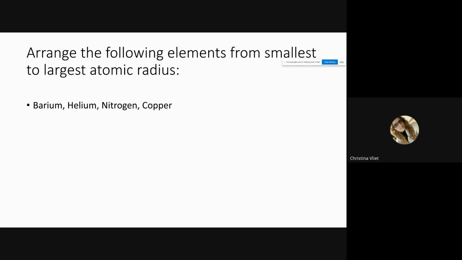This is the type of question you'll see. Look at the elements on the periodic table, so you're going to have to find them, and arrange them from smallest to largest. Barium, helium, nitrogen, copper.